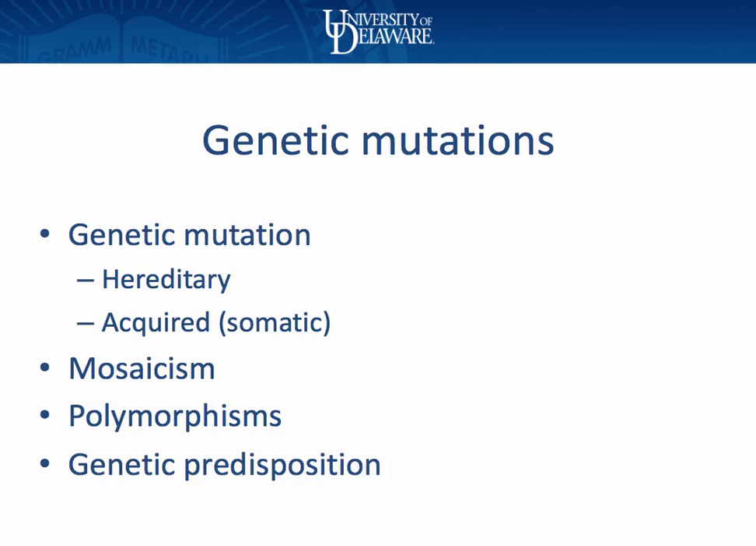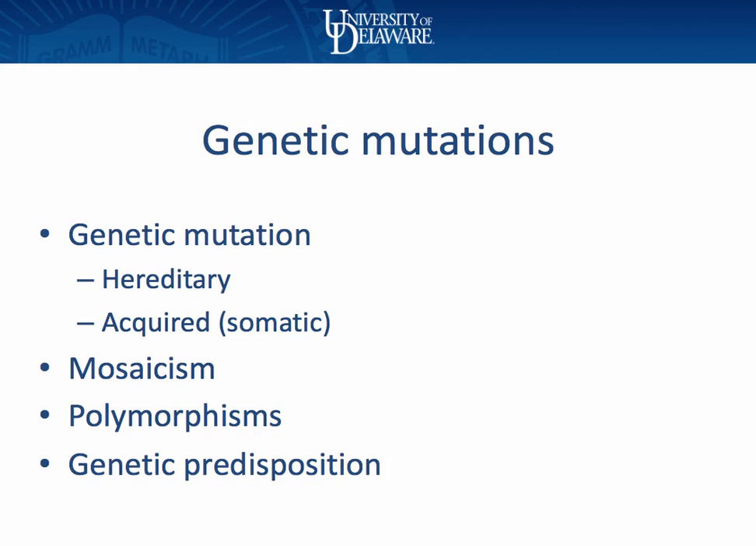I want to spend a little bit of time talking about genetic mutations. A gene mutation is a permanent alteration in the DNA sequence that makes up a gene, such that the sequence differs from what is found in most people. Mutations range in size. They can affect anywhere from a single DNA building block, a base pair, to a large segment of a chromosome that includes multiple genes.